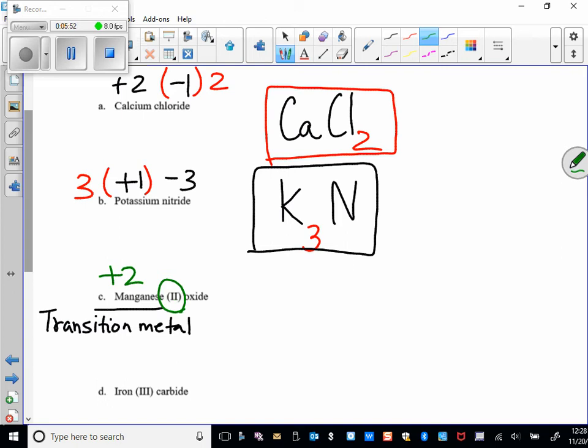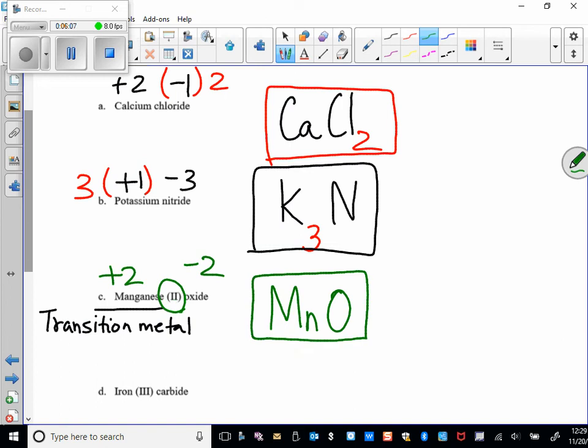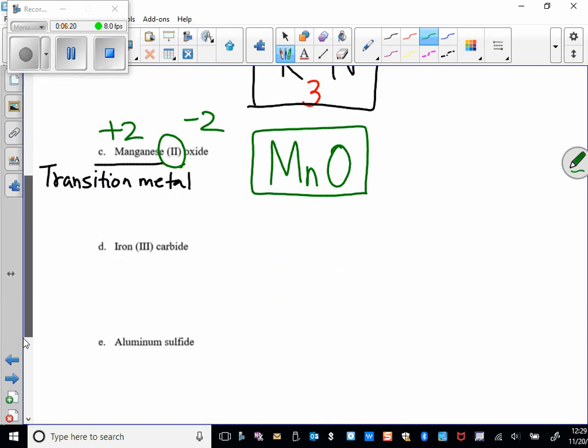Well, what is the charge on oxygen off of the periodic table? Negative 2. Do they already cancel each other? So what is my formula for manganese oxide going to be? MnO. And I'm done. That was a really easy one. Yes or no? Provided I knew that the Roman numeral gives the charge for the transition metal. Was everybody listening? Okay? What is the charge on iron in this next compound?